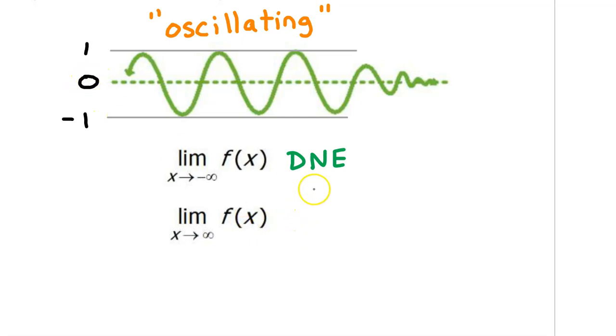So that will be the limit. It does not matter that the output values continue to oscillate positive, negative, positive, negative. They are getting closer and closer to 0. So the limit does exist, and that limit is 0.